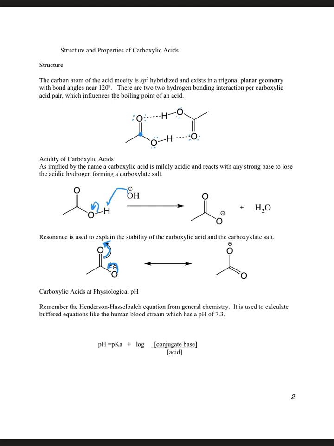Okay. Carboxylic acids at physiological pH. Remember the Henderson-Hasselbalch equation. We can use it to calculate buffered equations like the human bloodstream, which has a pH of about 7.3. Okay. When you get into biochem, you'll get a lot more of that.